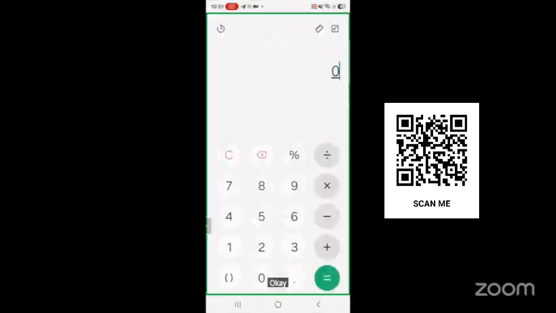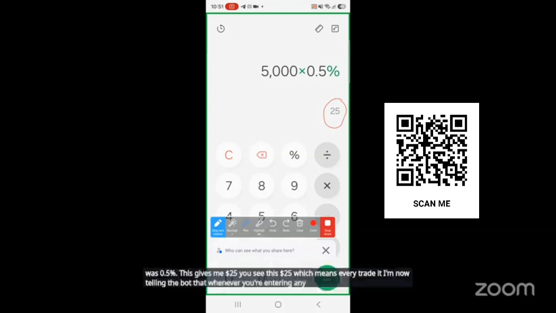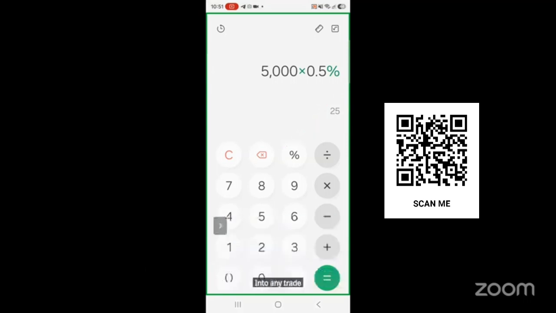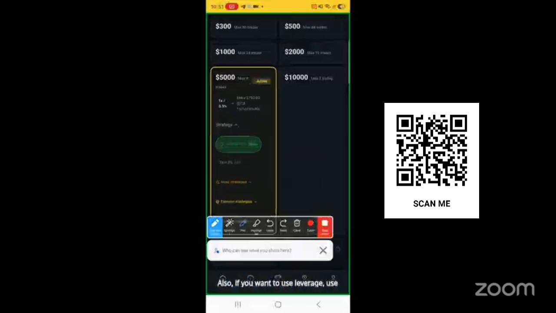Okay, if I get $5,000 times 0.5%, this gives me $25. You see this? $25, which means every trade, I'm now telling the bot that whenever you're entering any trade, make sure you only put in a maximum of $25 into any trade. Then also, if you want to use leverage, use a maximum leverage of 1x. Do not use anything more than 1x leverage.